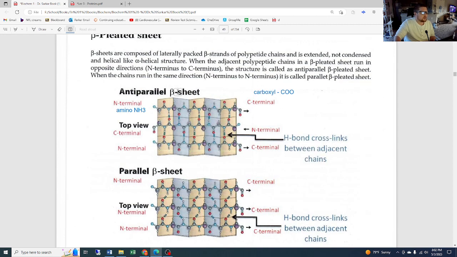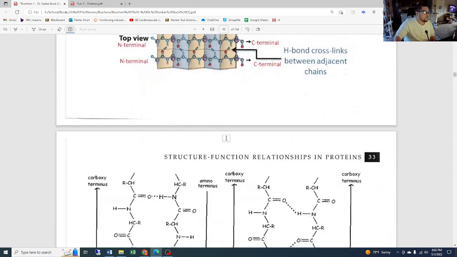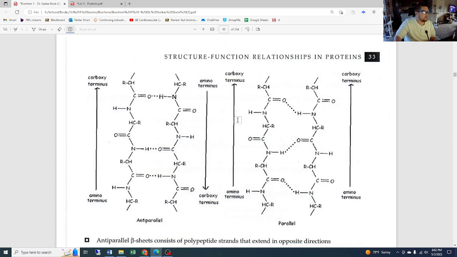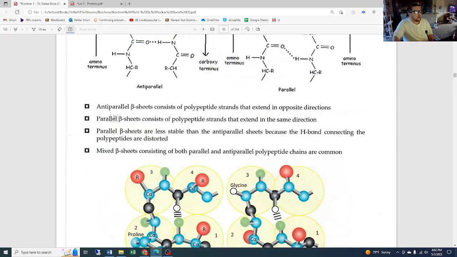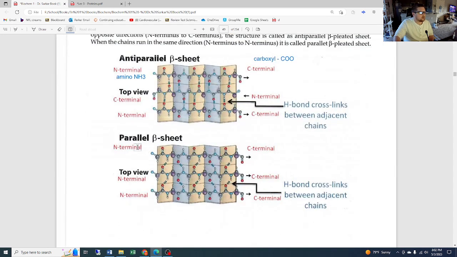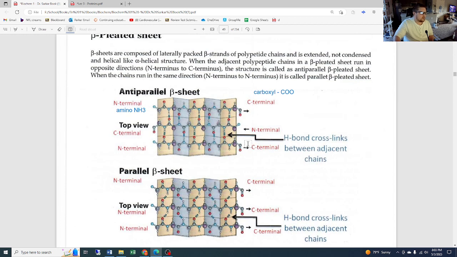Again, hydrogen bonds for all of these. For our secondary structures, it is hydrogen bonds. This is just another picture, again, showing that our anti-parallel versus parallel and the hydrogen bonding that is taking place. Anti-parallel beta sheets consist of polypeptide strands that extend in opposite directions. The parallel beta sheets consist of polypeptide strands that extend in the same direction. Just saying that, again, from the N-terminal, this end has the amino side, the nitrogen side. This side has the carboxyl, also nitrogen, carboxyl, and these ones run opposite.